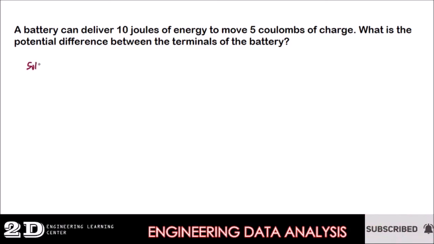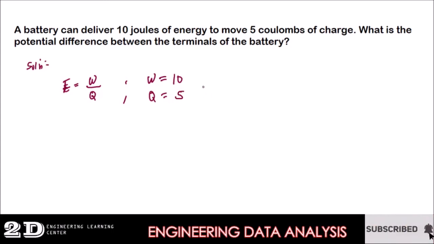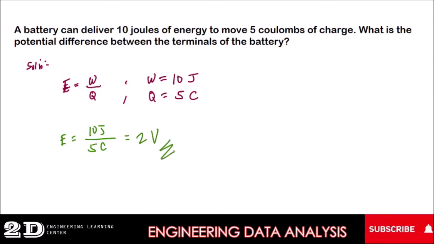Okay, so solution. Dito naman tayo sa potential difference. So sa ating previous slide, as discussed, the potential difference E is equal to the amount of work done, which is W, over the charge, which is Q. So yung ating given, yung work natin, unit natin is joule, so ating work is equivalent to 10. Our charge is Q, so this is equal to 5 coulombs, so this is 10 joules, 5 coulombs. So substitute lang natin sa ating formula. So we have E is equal to 10 joules over 5 coulombs. This is equal to 10 divided by 5. This will be 2 units. Now potential difference is volts, and this is our answer.